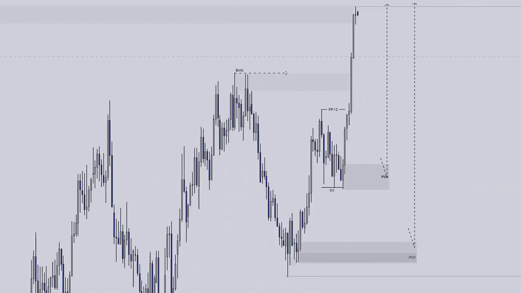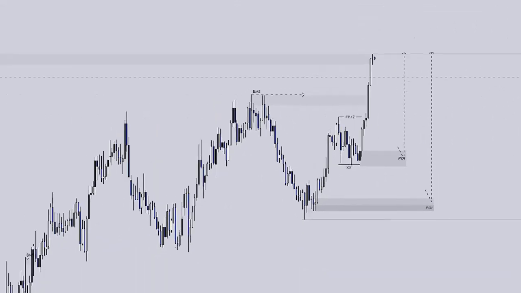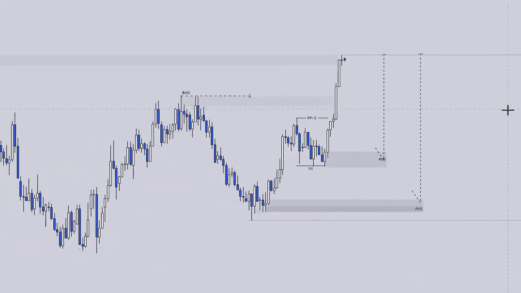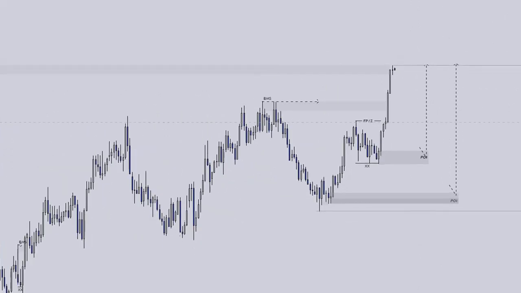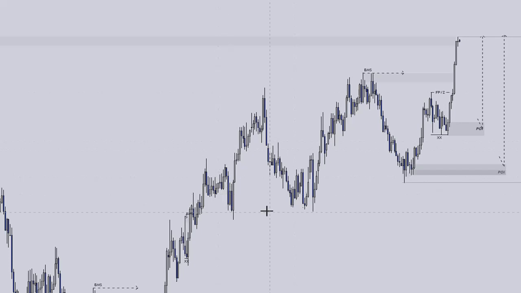On Euro USD, I'm very long, and I will keep preaching this. I'm very long on Euro USD. I've been long since when price was here, since when price had not yet delivered this high right here.